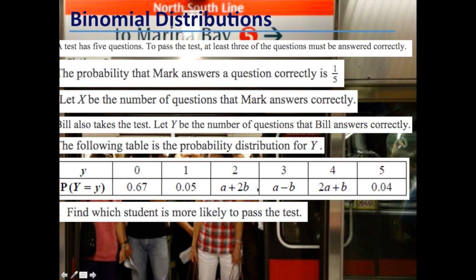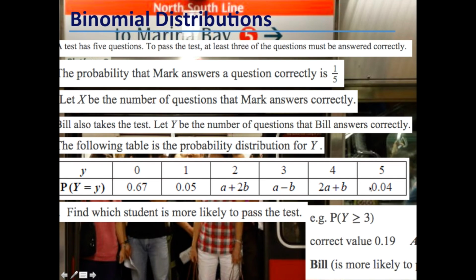Final question, which student is more likely to pass the test? Once you've got the values of a and b, you can find the probability that y is greater than or equal to 3 by adding those up, and you'll get an answer of 0.19, which is greater than Mark's, so therefore Bill is more likely to pass.